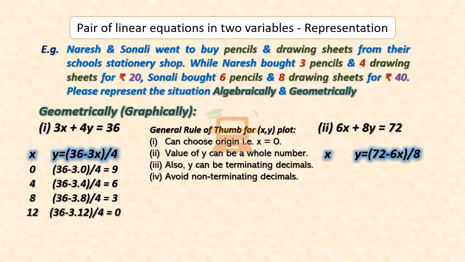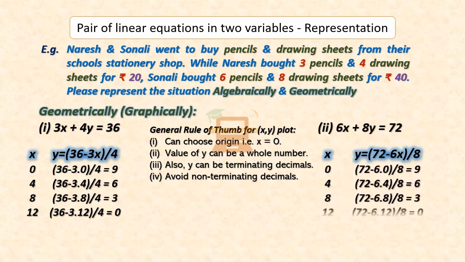Similarly, for the second equation, y = (72 - 6x)/8. When x is 0, y is 9. When x is 4, y is 6. When x is 8, y is 3. When x is 12, y is 0.